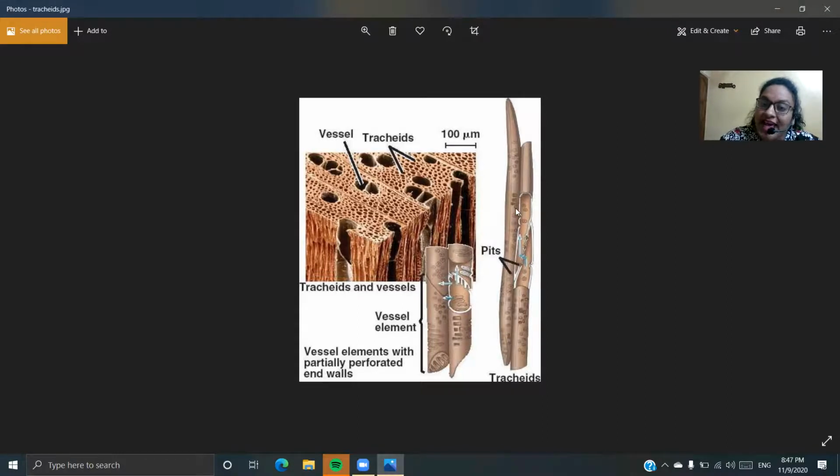They have the pits and the secondary cell wall which is made up of lignin, and these are dead cells. These are important to be remembered, children.